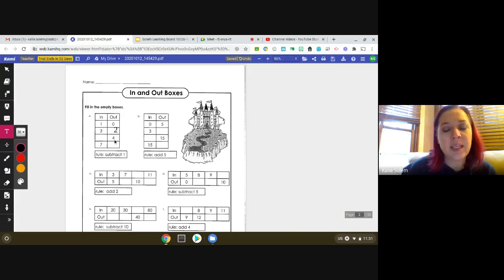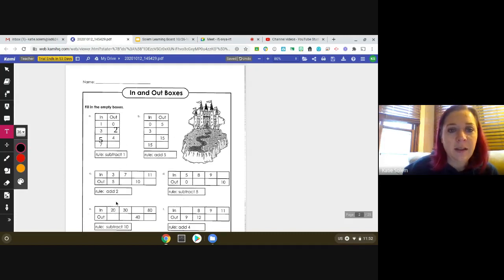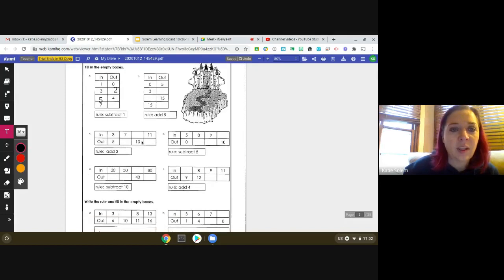Now, sometimes they give us the number that comes out, and we have to figure out the number that went in. So we actually have to do it in reverse, because instead of subtract 1, now we're going to have to take this 4 and add 1 to it. 4 plus 1 is 5, let's see if that makes sense. If 5 went in and we subtracted 1, do we get 4? Yes.